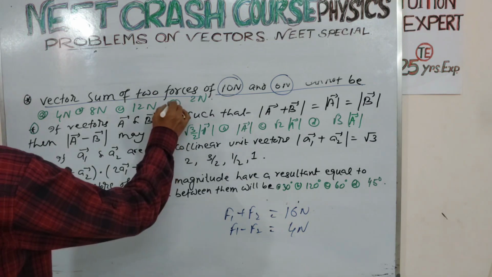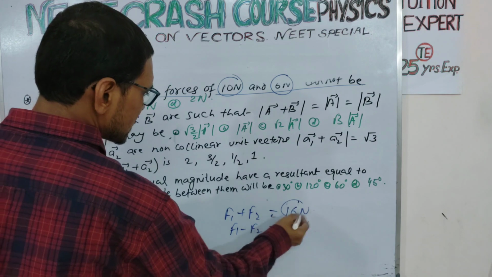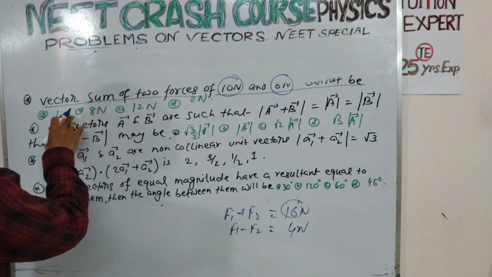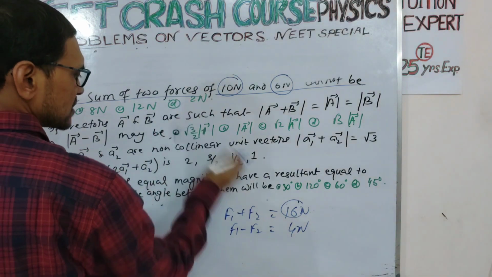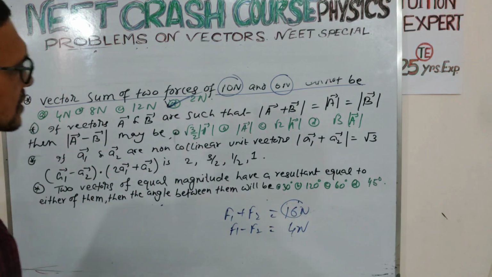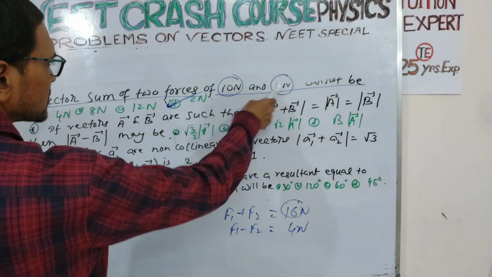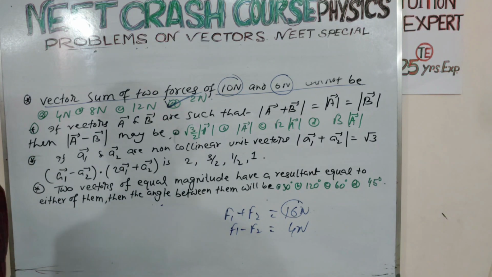So this force does not lie between this and this, and another three forces lie between this and this, but this does not lie between this and this. So this is the answer. Cannot be this. The minimum resultant is 4 Newton, but here 2 Newton is given. So this is the answer. Cannot be this. So this cannot be the resultant. Now next question.